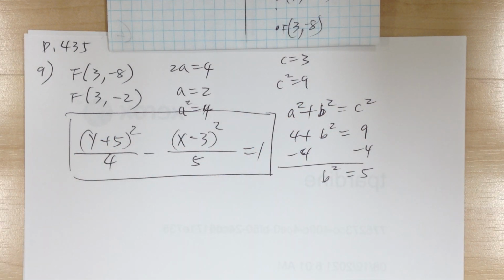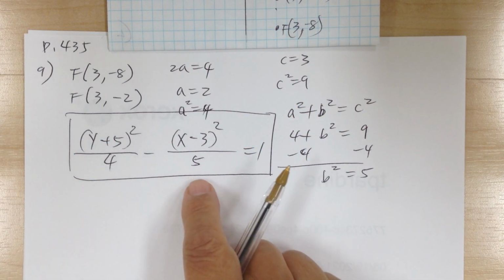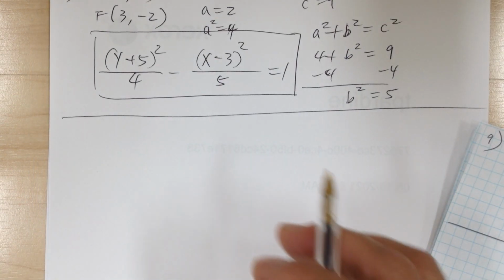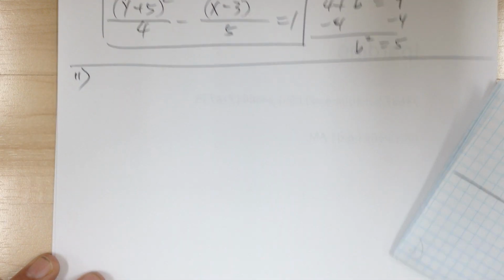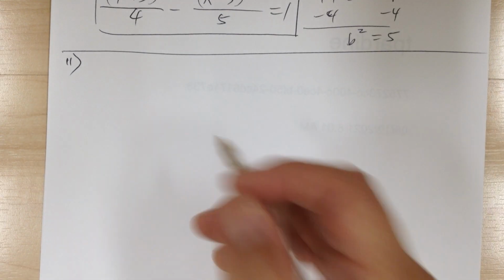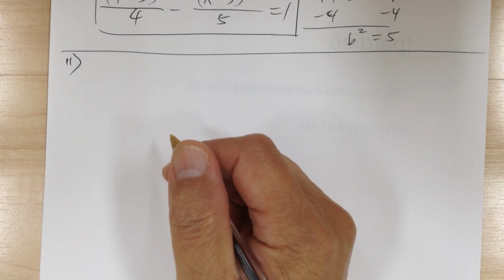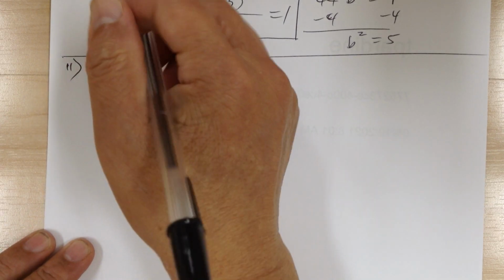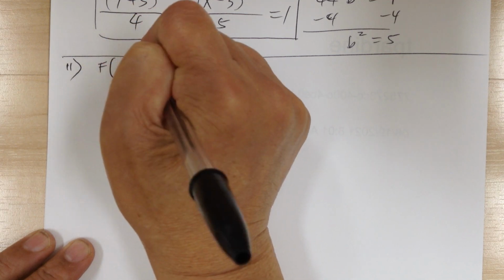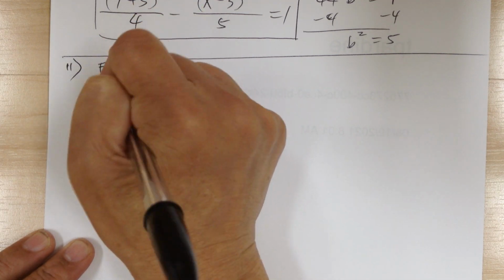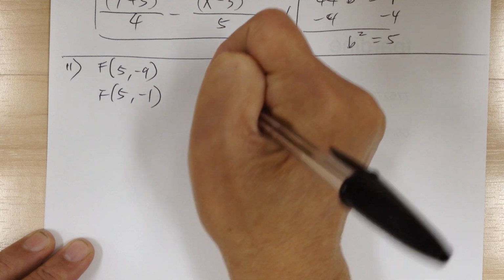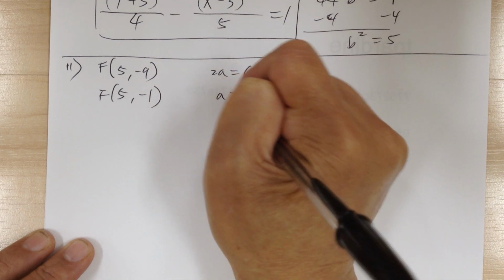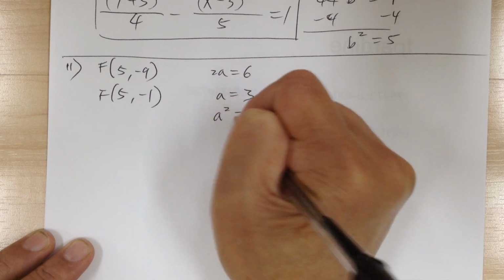Okay, let's go to the next one. Okay, number 11. The foci are (5, -9) and (5, -1), and the 2a equal to 6. So divide by 2, so you got a equal to 3. So a squared equal to 9.